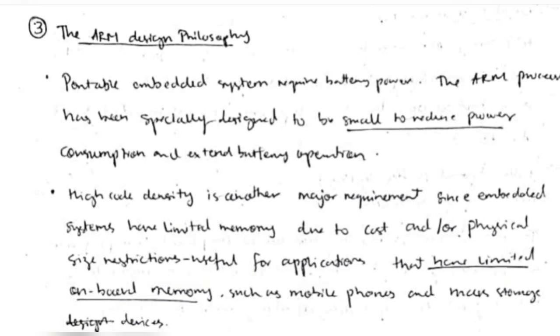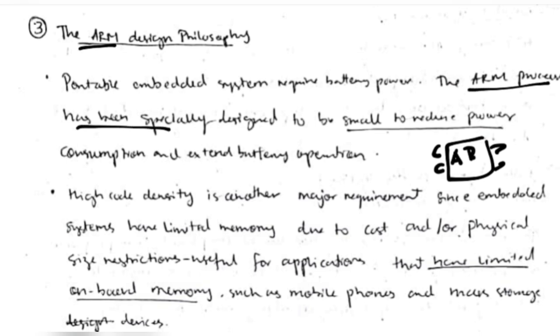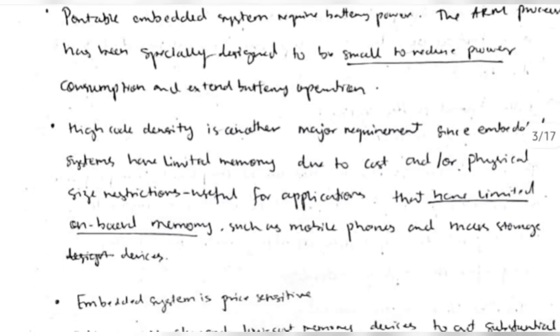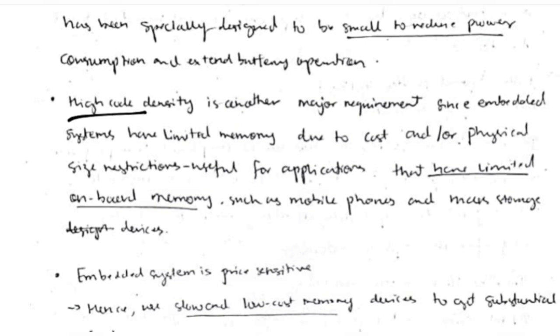Similarly, we have the ARM design philosophy. The ARM design philosophy has to do with the processor manufactured by the company. This processor is very efficient because it has been specially designed to have the lowest power consumption and extend battery operation. The second one is high code density, meaning it's a very small chip and it has a large amount of code in it.